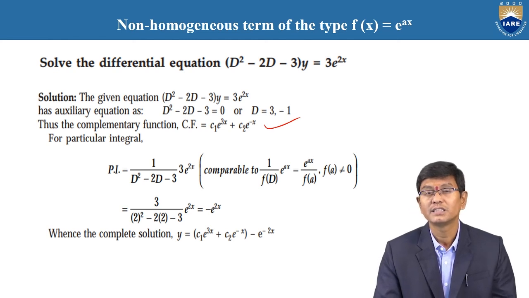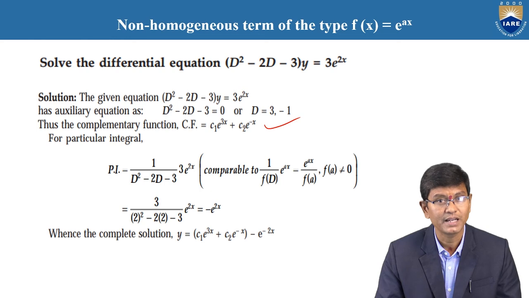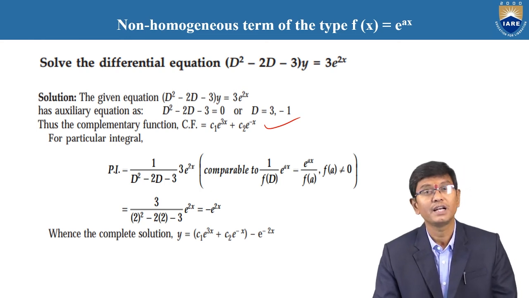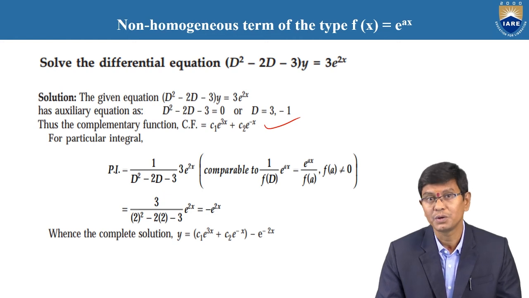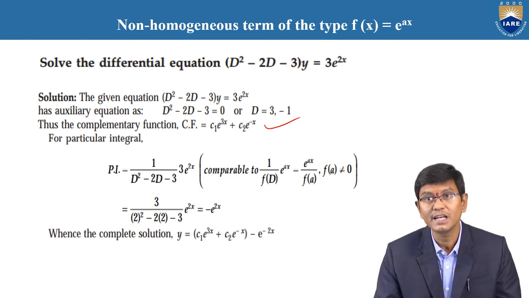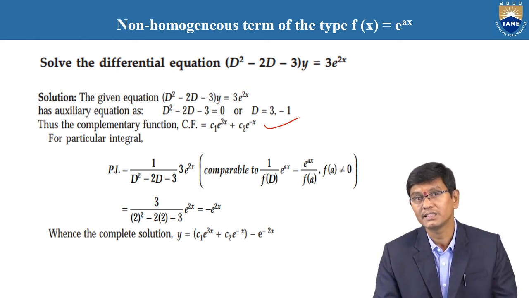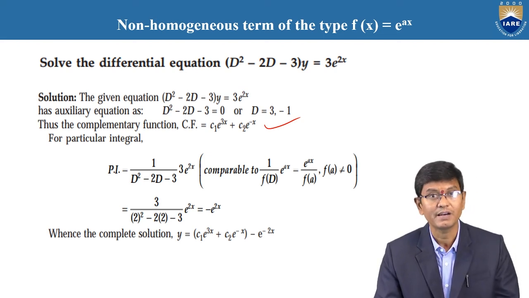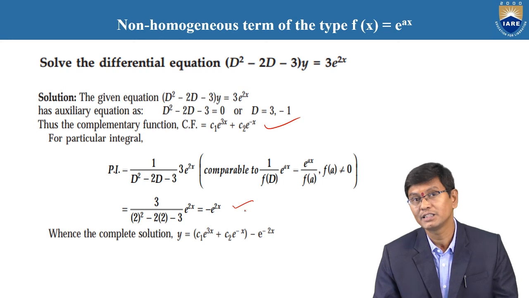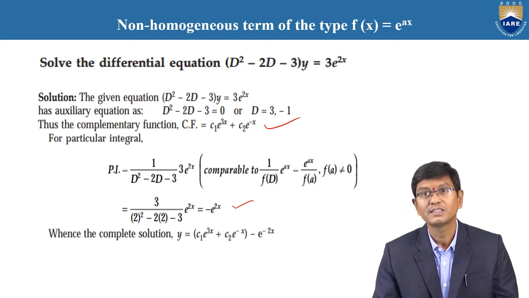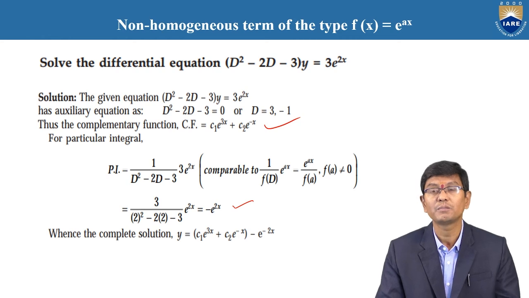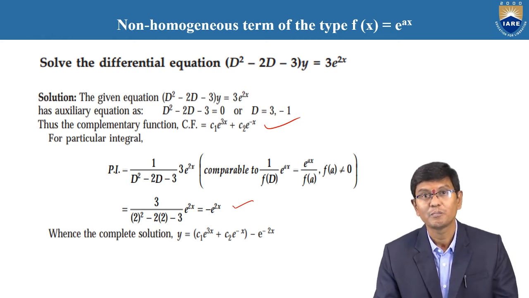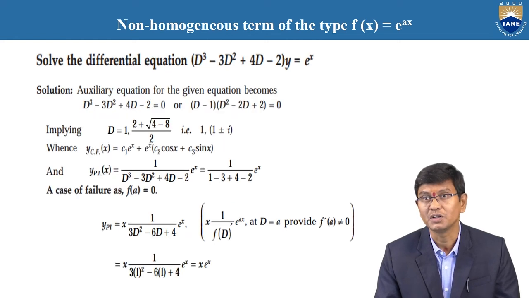You need to consider c1 into e power 3x plus c2 into e power minus x, and find the particular integration. Therefore, 1 by f of D into Q is 1 by (D square - 2D - 3) into e power of 2x, and here also it is a case of non-failure, that means the denominator is not equal to 0 after replacing D with a value. Hence the solution PI is minus e power 2x. Therefore, the general solution of this equation is c1 into e power 3x plus c2 into e power minus x minus e power of 2x.